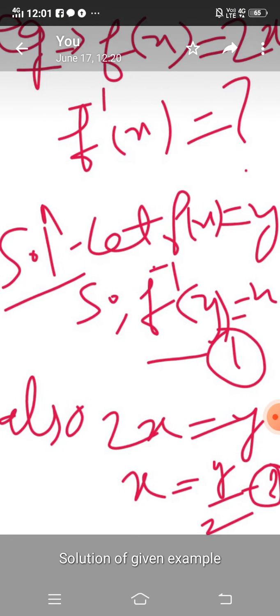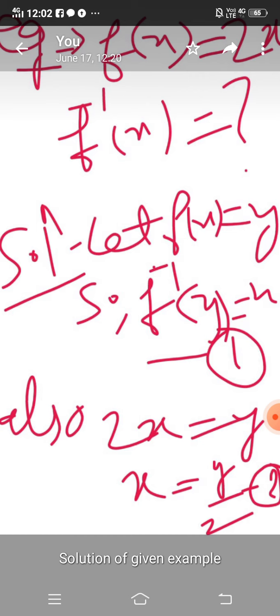Here is the method for finding f inverse of x when f(x) is equal to 2x. Let f(x) be equal to y, so f inverse of y is equal to x. This is equation 1. Also, since f(x) is equal to y and f(x) is equal to 2x, we get 2x is equal to y, or x is equal to y by 2. So we have found two equations: equation 1, f inverse of y is equal to x, and equation 2, x is equal to y by 2. Both are values of x.